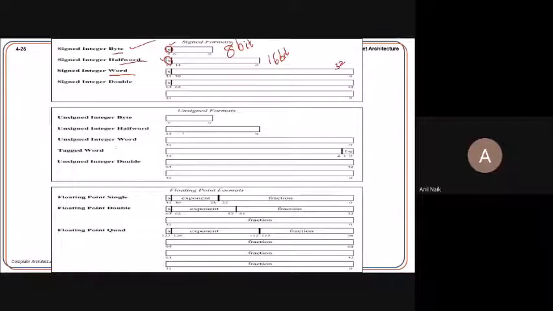Then unsigned integer. Unsigned means by default it is positive. Unsigned integers. Then floating point. That you know: single precision floating point, double precision floating point, and there is one more, quad floating point. So single precision means 32 bits, double means 64 bits.